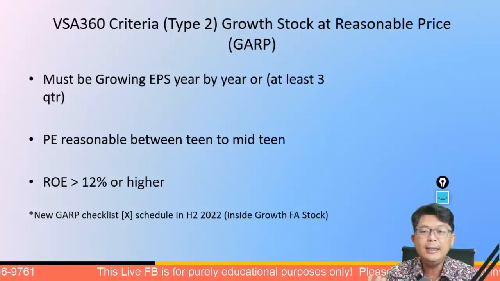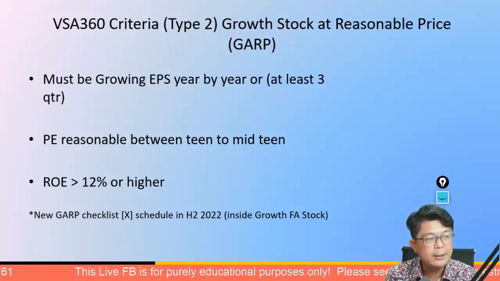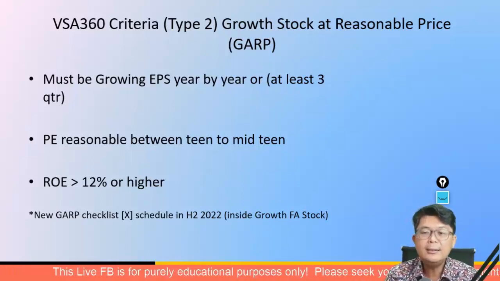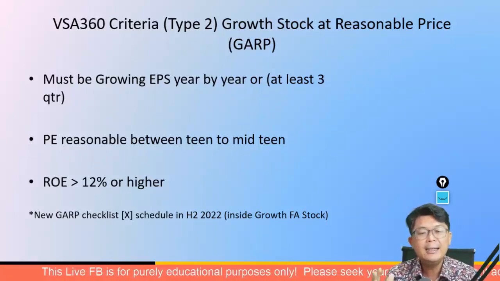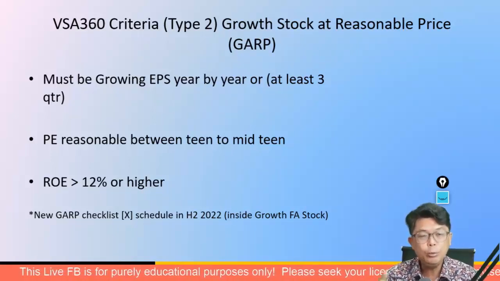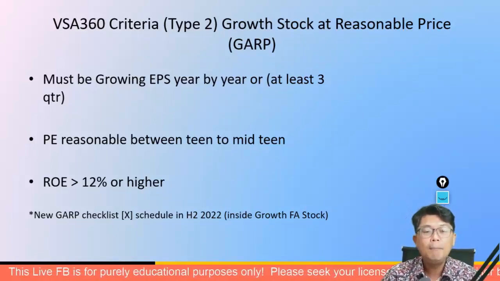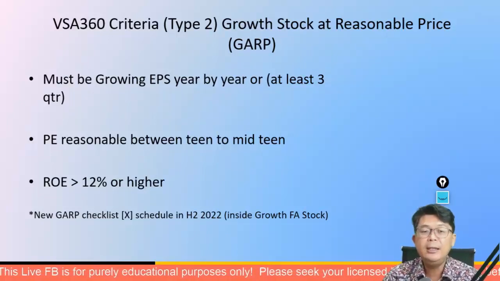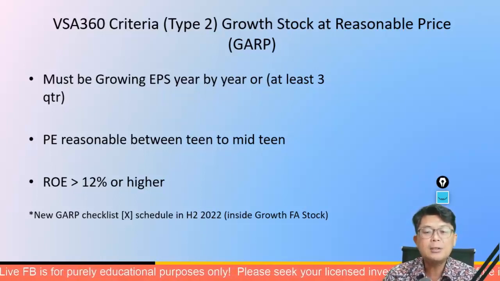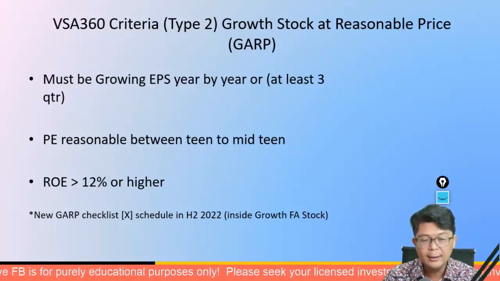Now, the VSA 360 criteria for type 2, growth stock at reasonable price. Generally, this is what we are looking for. We want to see the company growing earnings year by year, or at least the last 3 quarters. PE must be reasonable, between teens to mid-teens, which means we are looking for PE around 15 to 17, but no more than 26 times PE. The ROE must be 12% or higher.